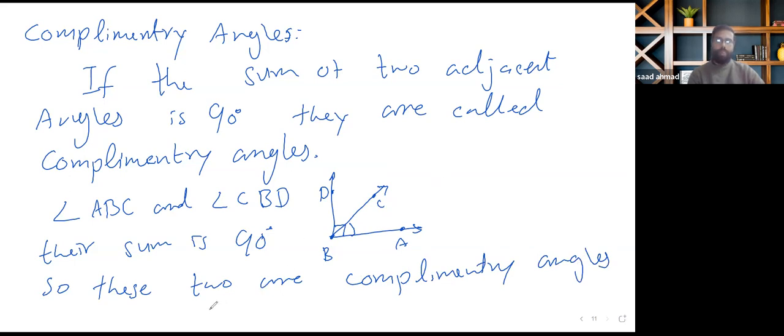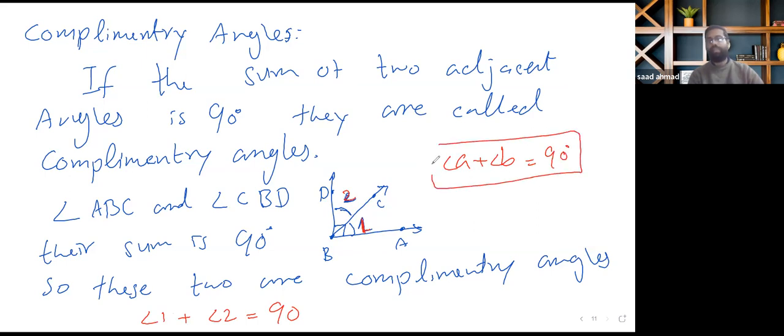Like this, you can write it, and let's say I give the angles inside the names. This is angle 1 here, this is angle 2 here. So angle 1 plus angle 2 is equal to 90 degrees. Or in general, angle A plus angle B is equal to 90 degrees. These are the complementary angles.